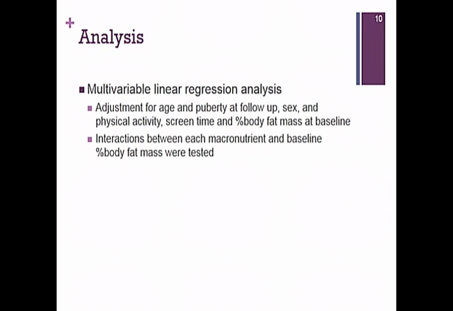In terms of analysis, we used multivariable linear regression analysis, adjusting for age and puberty at follow-up, as well as sex, physical activity, screen time, and percent body fat mass at baseline. And we're also interested in interactions between each of these macronutrients and the baseline percentage of body fat mass.